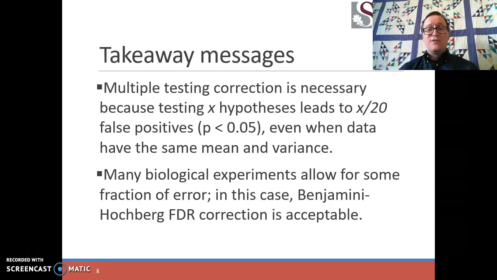I hope you'll find that a useful overview of multiple testing correction, and that you can make use of this in lots of different contexts, not just in gene expression.